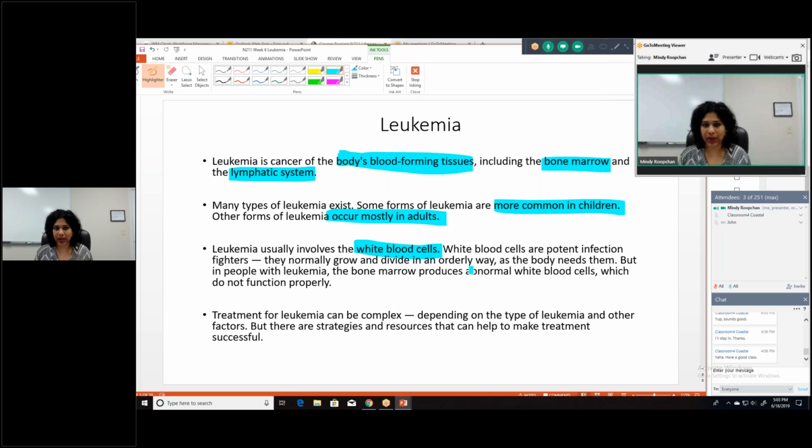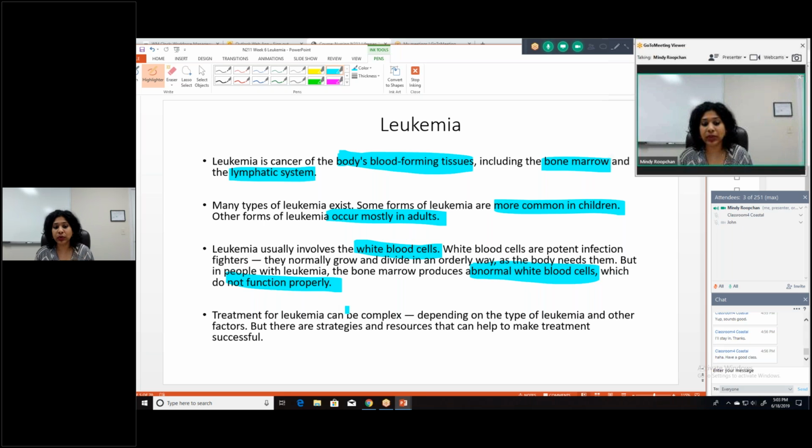Your body's set up in a way where things are organized and orderly, and they develop as your body needs them. But for people that have leukemia, the bone marrow, which produces all the blood cells, produces abnormal white blood cells, right? And these white blood cells, because they're abnormal, they don't function very well.